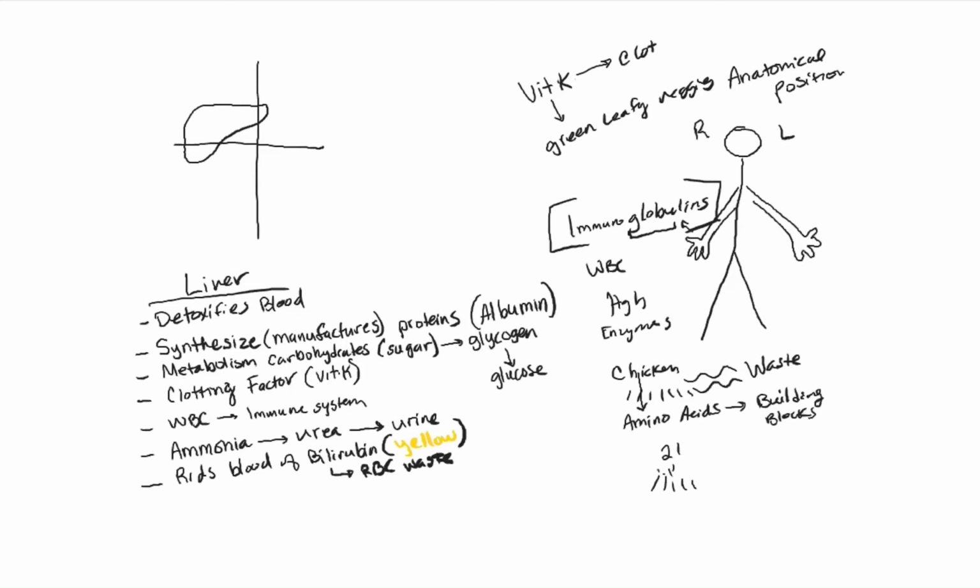Our liver also helps us with clotting factors, meaning it helps us clot by the utilization of vitamin K. It helps create white blood cells and immunoglobulins, so it deals with the immune system. It helps detoxify protein waste, such as ammonia. It converts it into urea, and we pee it out in our urine. It rids the blood of bilirubin, which is yellow, and it's caused every time our red blood cells are being broken down. Does that make sense, sir? Yes, sir. A lot of information. I understand that. Of course.